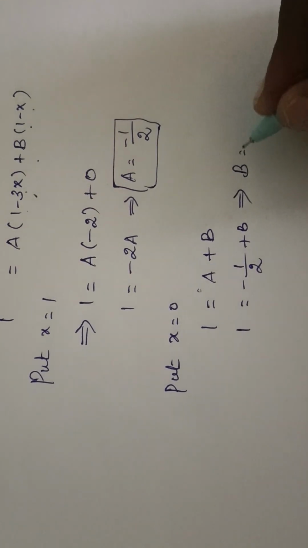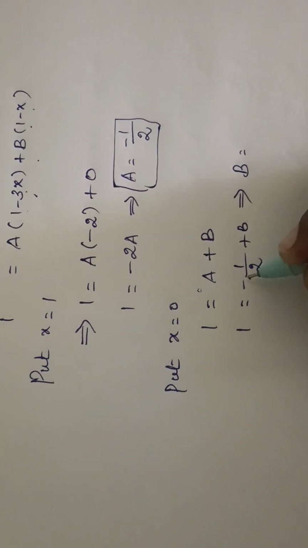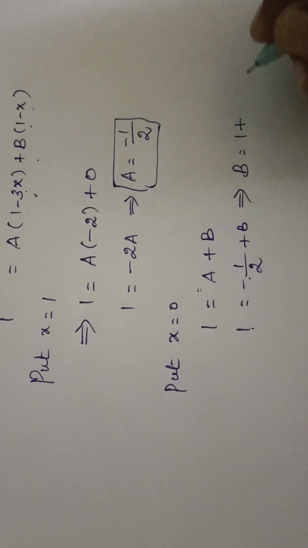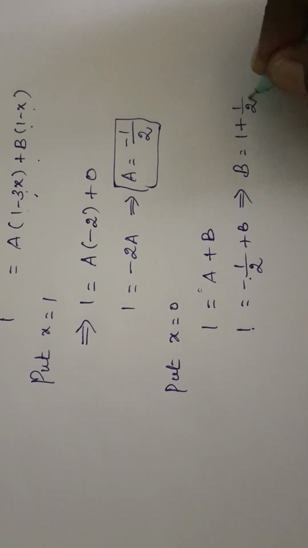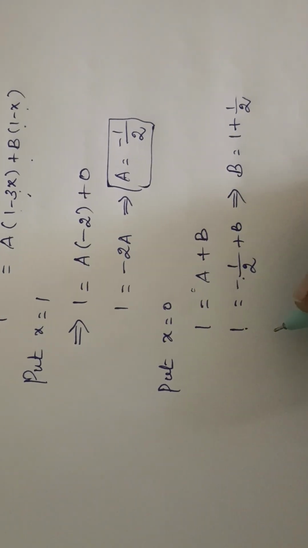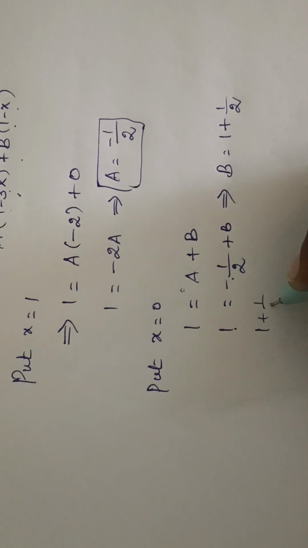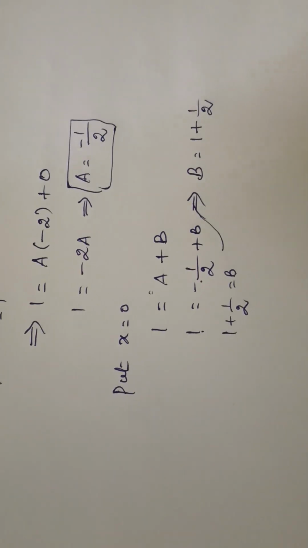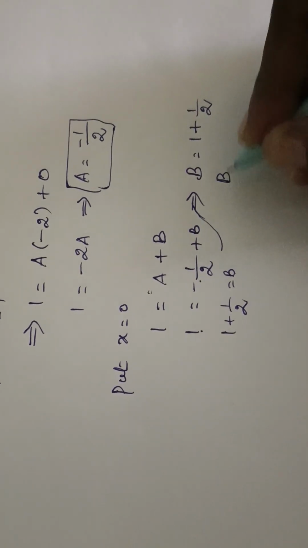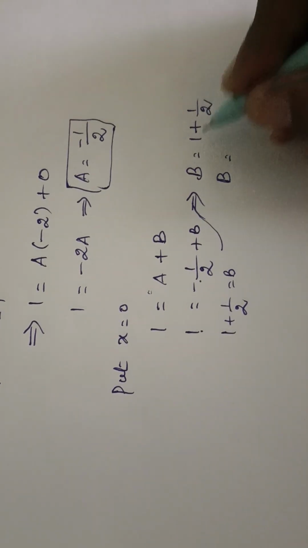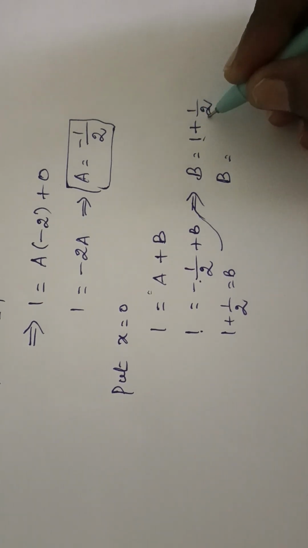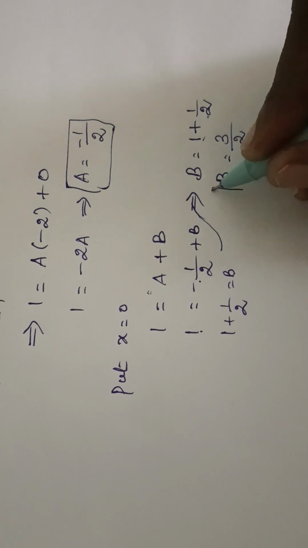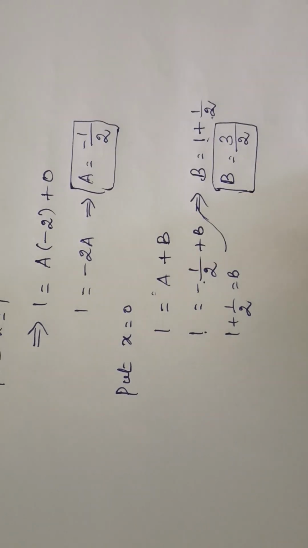B is equal to, here minus 1 by 2 converts to this side as plus. So 1 minus into minus plus 1 by 2. So here also we can directly write 1 plus 1 by 2 is equal to b. So I will replace this one. Right, so b is equal to, here LCM 2 into 1 into 2, 2 plus 1 means 3 by 2. So a value is minus 1 by 2, b value is 3 by 2.